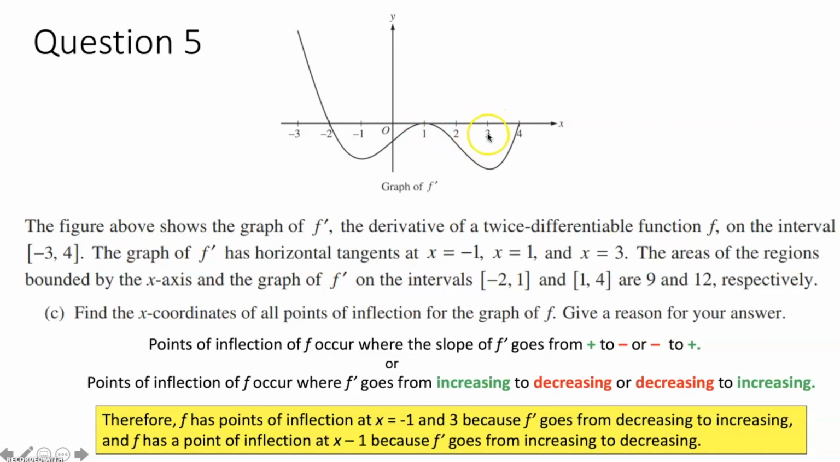Lastly, at x is equal to 3, we again have the graph of f prime go from a negative slope to a positive slope, meaning the derivative of our derivative, or the second derivative, changes from negative to positive, meaning our original function changes from concave downward to concave upward. So there's also going to be an inflection point at x is equal to 3.